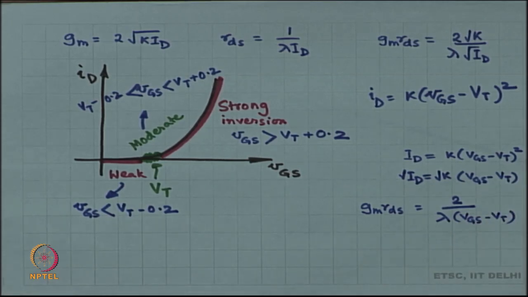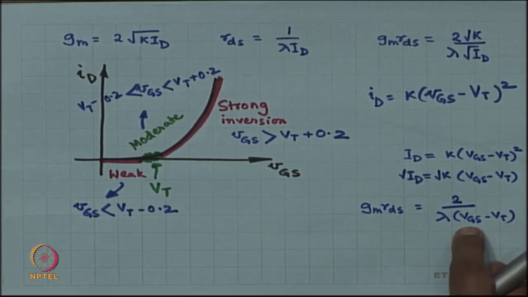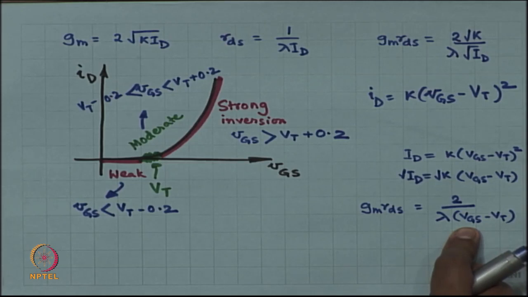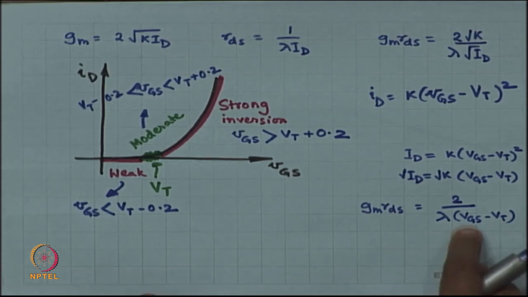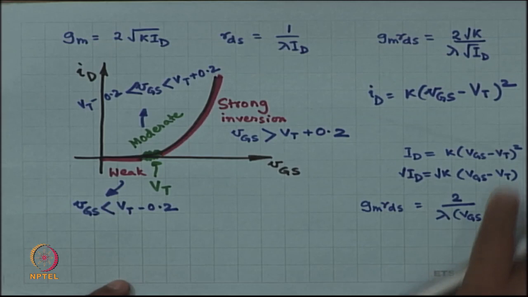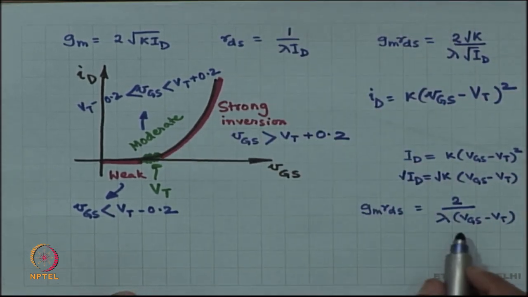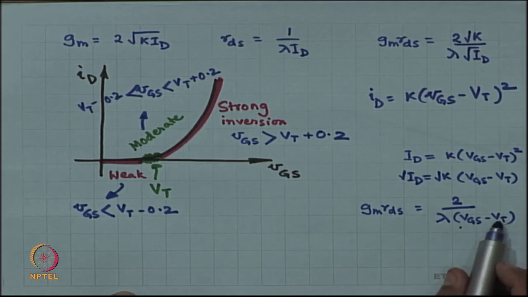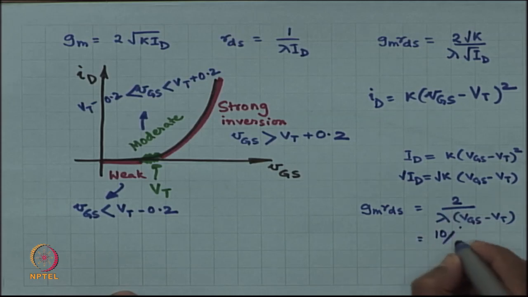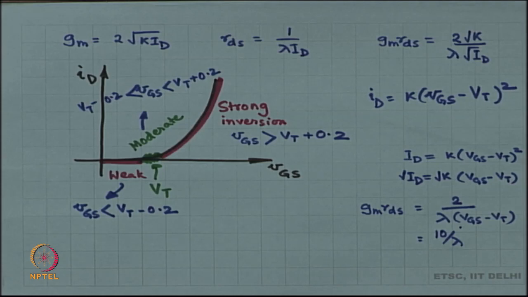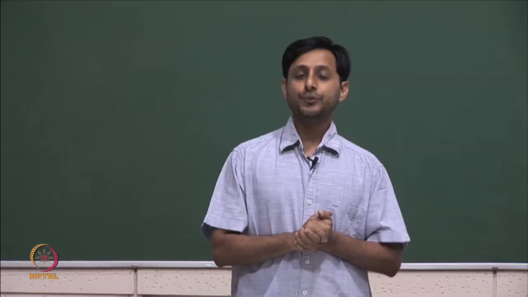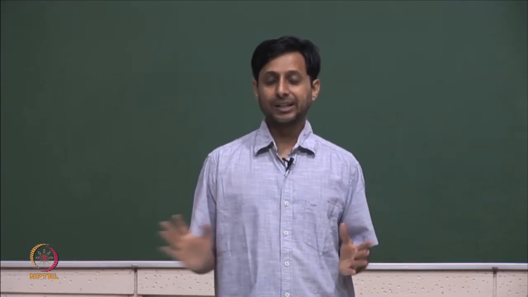So, there is a limit to Vgs minus Vt. The lowest Vgs minus Vt that you can have is 0.2. You can't have a Vgs minus Vt that is lower than 0.2, if you want to remain in strong inversion, if all of this analysis is correct. So, that is one limit that I have. Now, if Vgs minus Vt is 0.2, then this entire thing is 10 by lambda. Is this okay so far? Okay. So, Gm times RDS is limited to 10 by lambda.